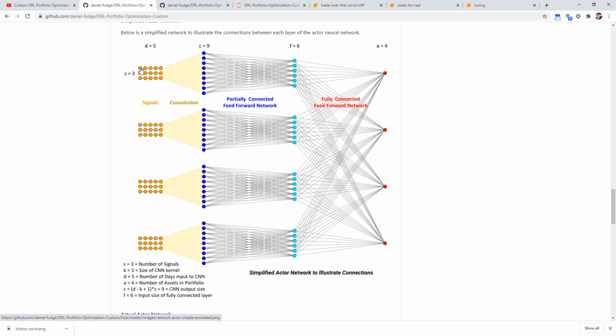And that's kind of what it's looking for, the patterns on these 3 days. So the kernel size of 3, so D minus the kernel size of 3 plus 1 times the number of signals. And that's where you got 9 sitting here. Then we had this partially connected network.